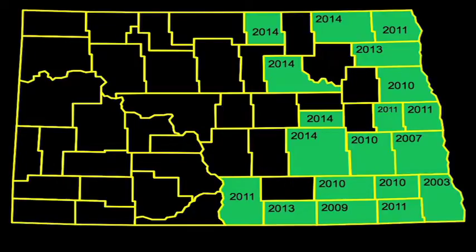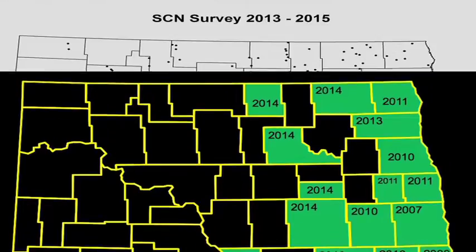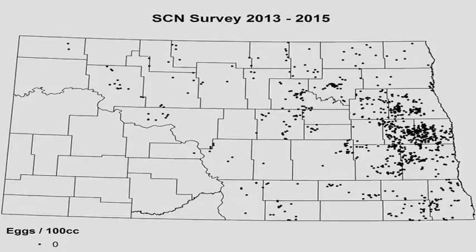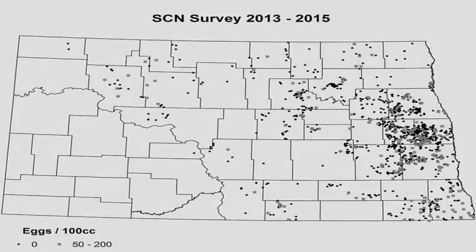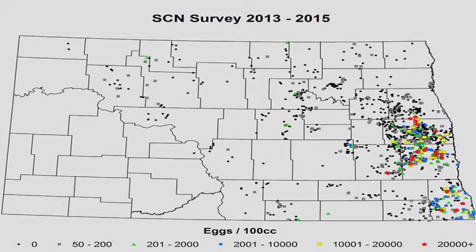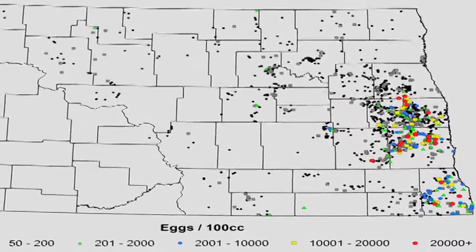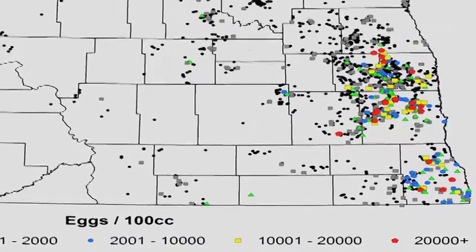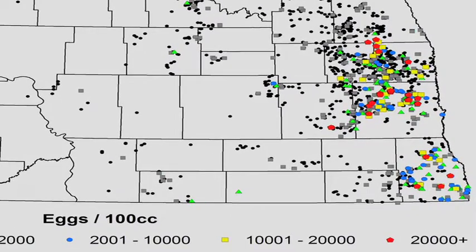But just because SCN occurs in these counties doesn't necessarily mean it's widespread or the egg levels are high. A grower-based SCN survey, supported by the North Dakota Soybean Council, has given us a much better idea of where soybean cyst is in North Dakota. These maps, compiled from thousands of soil samples taken between 2013 and 2015, show that most fields do not have SCN or are inconclusive. Although moderate levels of SCN occur in multiple counties, the very high levels are really only in the southeastern part of the state.